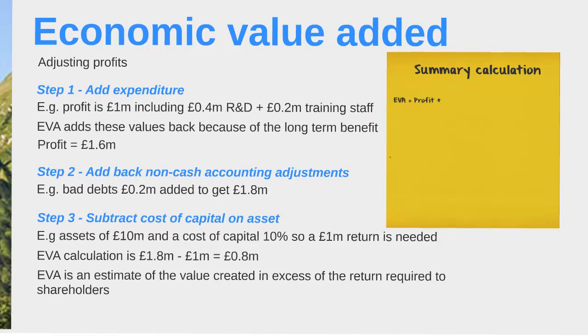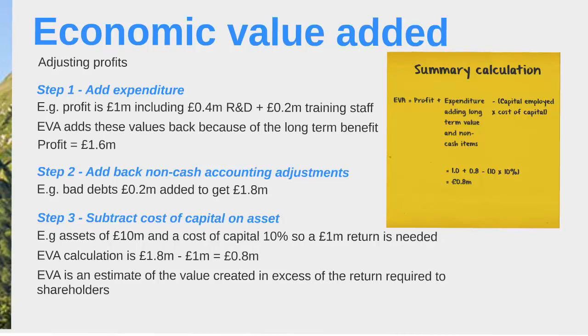Just to reiterate the process, the economic value added is the profit plus expenditure on long-term value and non-cash items such as investment in research and development and investment in training staff minus the capital employed multiplied by the cost of capital. So in our example, that was the 1 million figure. So we just run through the calculation. 1 million profit plus 0.8 in expenditure minus 1 million for the cost of capital, and that gives us our 0.8 figure for the economic value added.